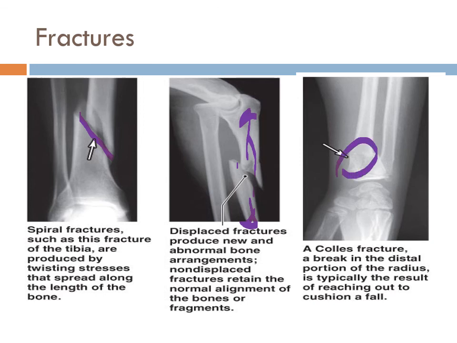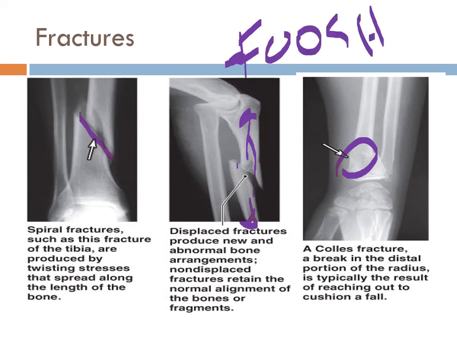This is a Colles fracture. This is what I was talking about, falling on an outstretched hand. In school, we called that a FOOSH injury. That's an F. A FOOSH is fall on outstretched hand. And so that is going to fracture the distal radius. So here that's a fracture of the distal radius where that arrow is pointing.